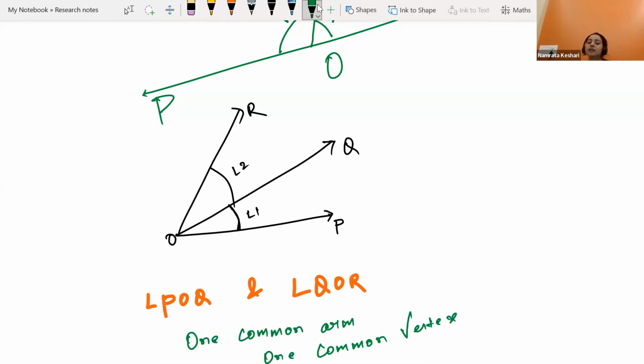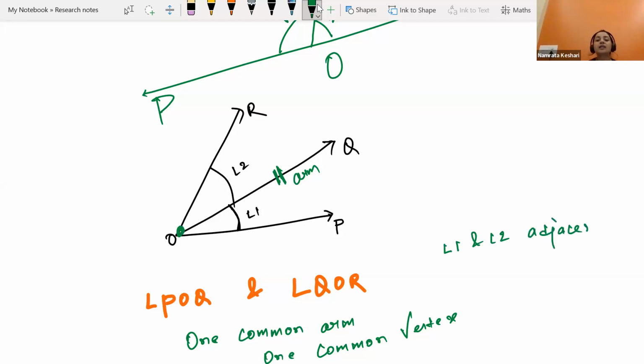Okay, now check it. In angle POQ, there is an arm OQ, and in angle QOR, there is the same arm OQ. This arm is there. Okay, one common vertex. This vertex O is the common vertex. Hence, we are calling angle 1 and angle 2 adjacent angles.